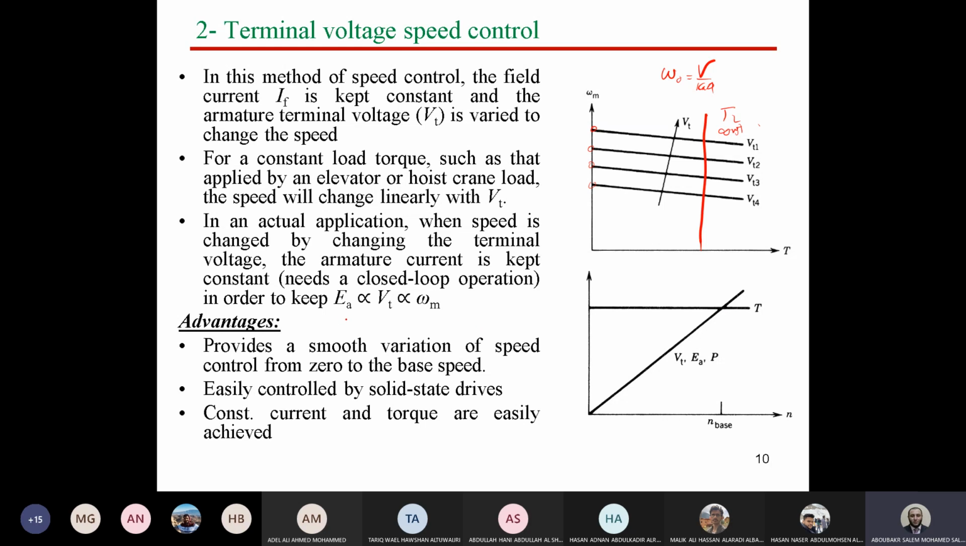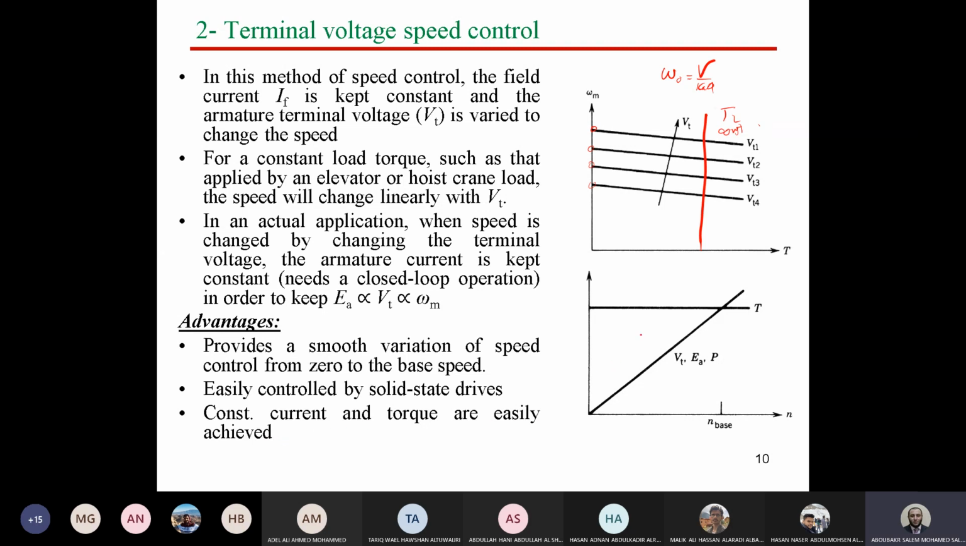The advantages of this technique: it provides a smooth variation of speed control from 0 to base speed, a wide range of speed control, easily controlled by solid state drives. We can easily apply many techniques using solid state. Solid state means power electronics. So by power electronic converters, we can easily make this control. Whatever the available supply, AC or DC, we have many circuits to provide the required DC voltage to the motor. Also, constant current and torque are easily achieved.